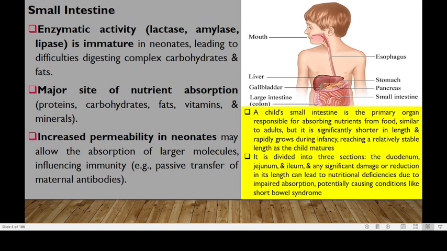Next, we have the small intestines. And the small intestines, as you know, is the main site for nutrient absorption. But in neonates, they have immature digestive enzymes, and this makes it hard to digest fats and carbohydrates. We also have increased intestinal permeability, which allows for passive transfer of maternal antibodies, supporting the immune system.